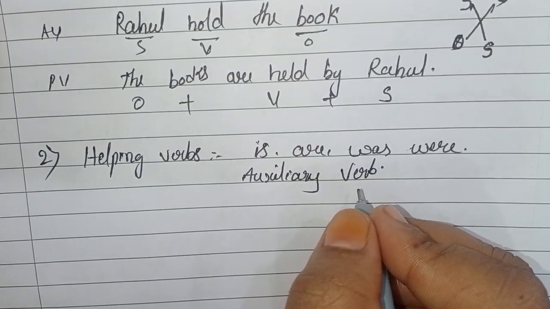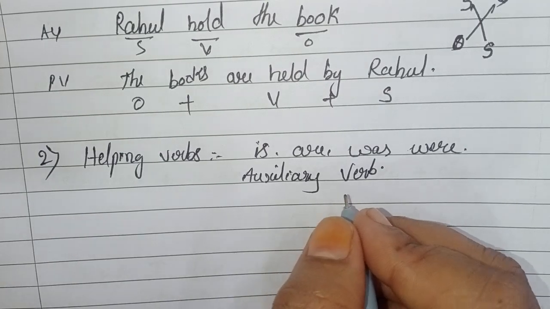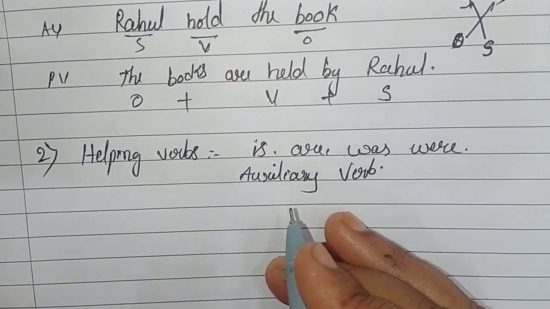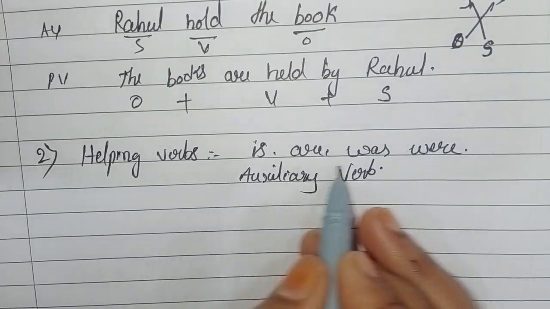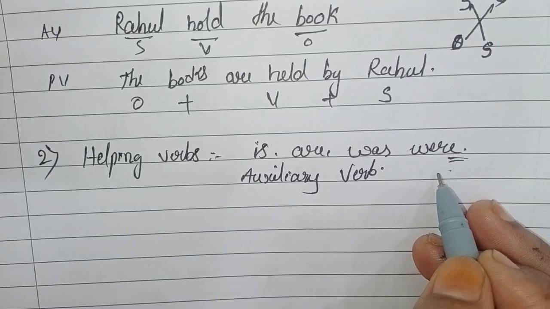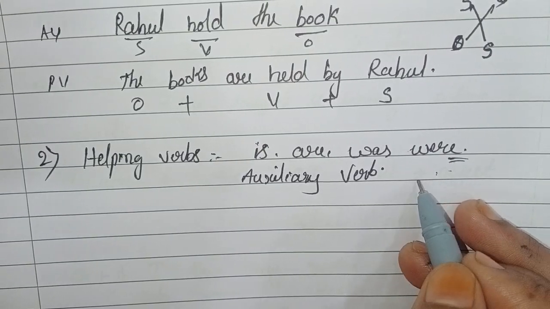When we write a sentence in the passive voice, we use helping verbs. These helping verbs are also known as auxiliary verbs. I will give one example.